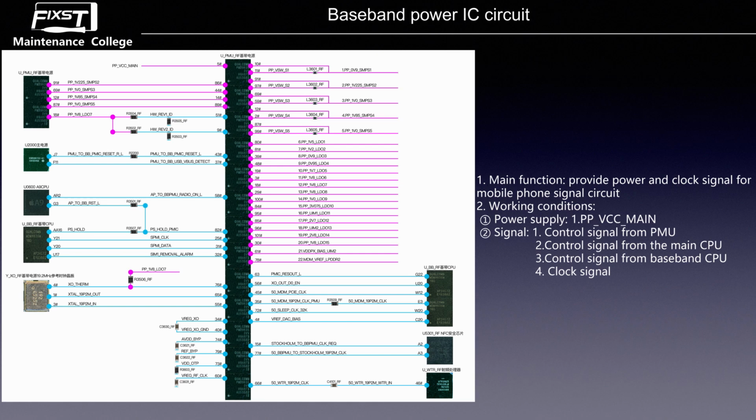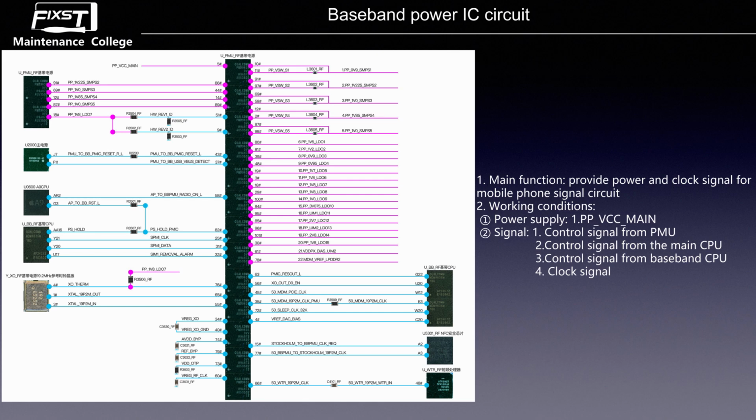Continue, you can see the 15.6, this line. This line is XOUTDOEN. This line is the baseband power IC to the baseband CPU clock enable signal. Maybe you don't know that XO means the baseband power IC clock crystal. Continue, you can see the 14.5 and 13.5, these two lines. These two lines are the baseband power IC to the baseband CPU clock signal.